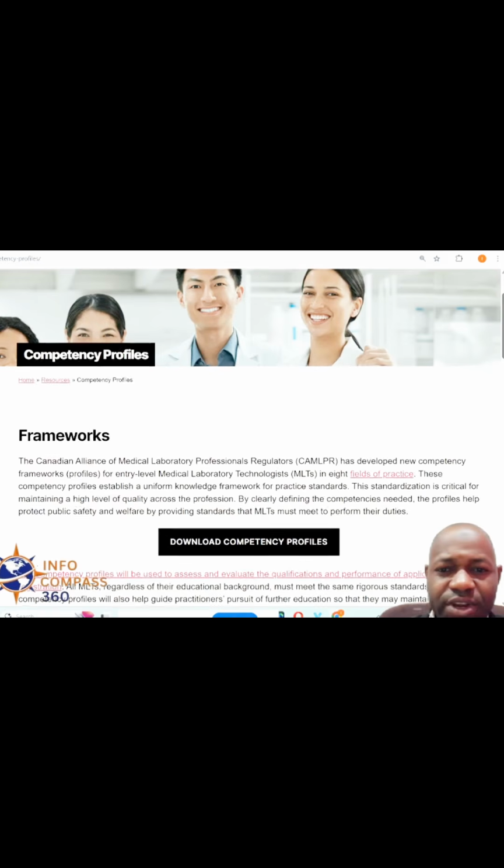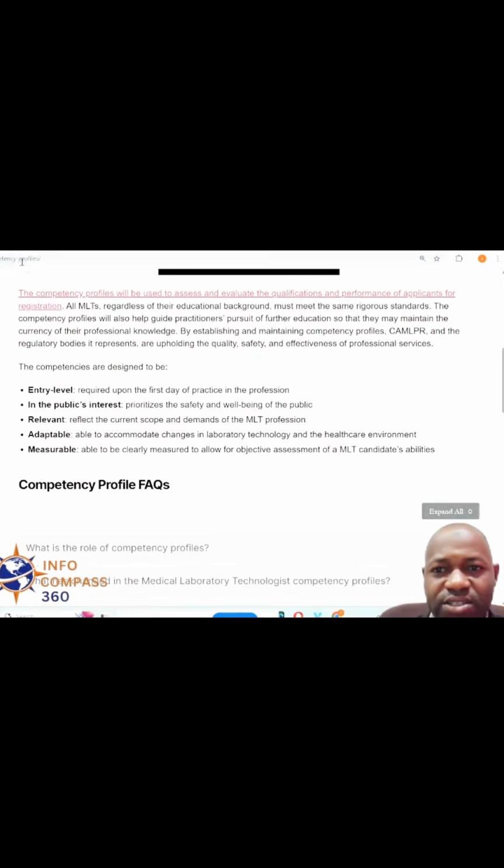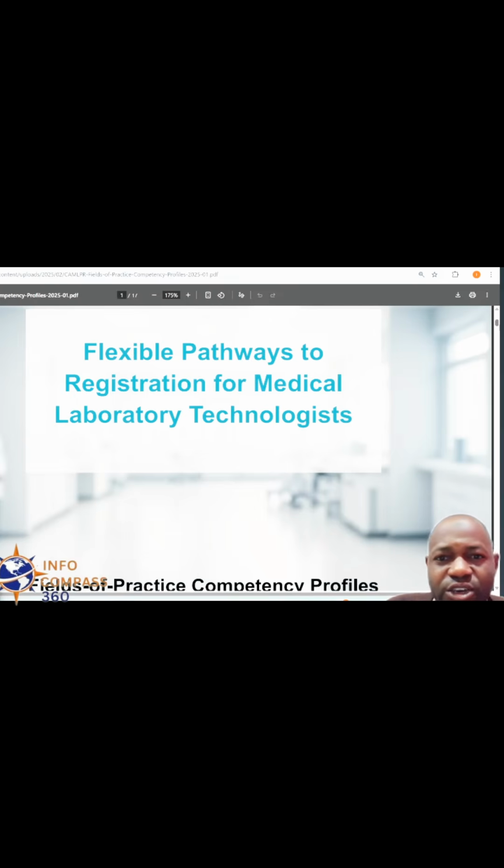Then in terms of the framework, you would have to download the competency profile to see exactly what that is all about. And that is what you find in this document. We talked about the flexible pathways to registration for medical laboratory technologists.